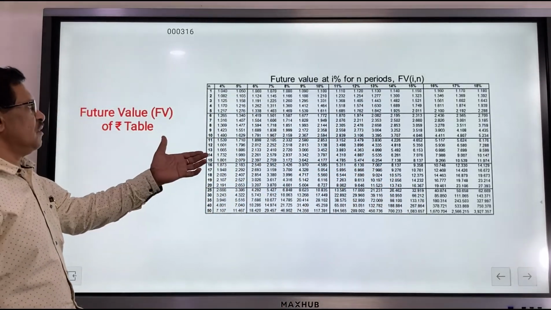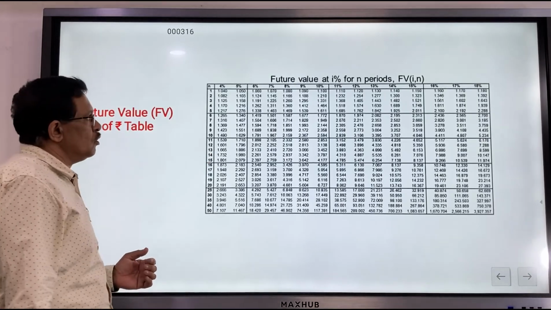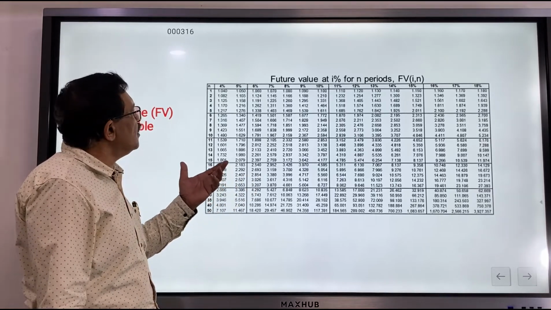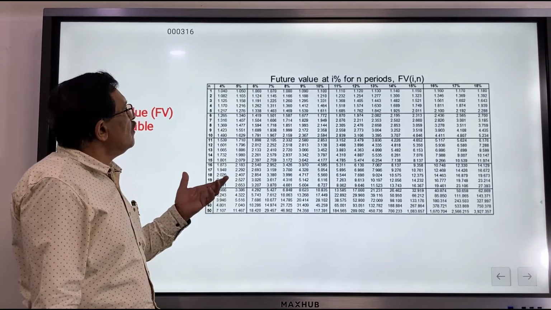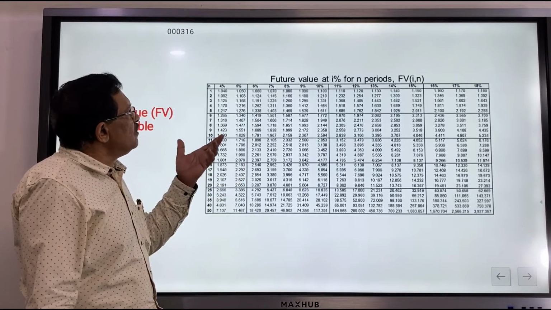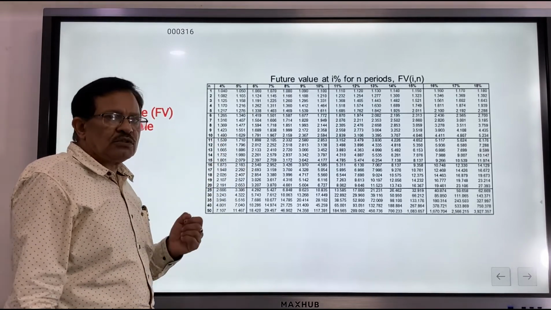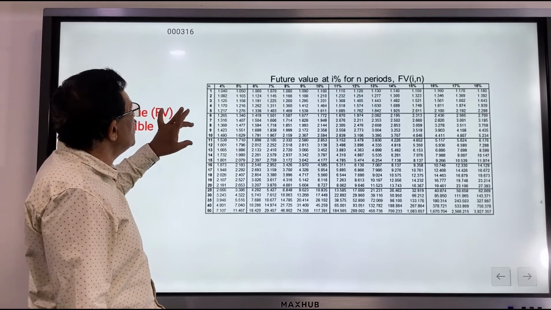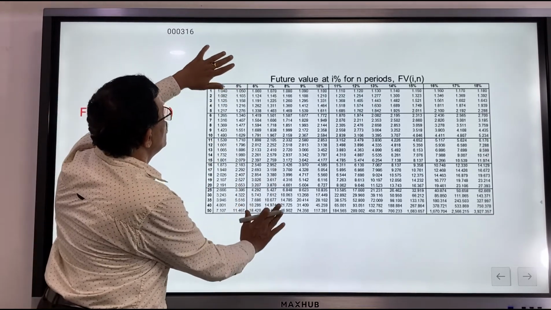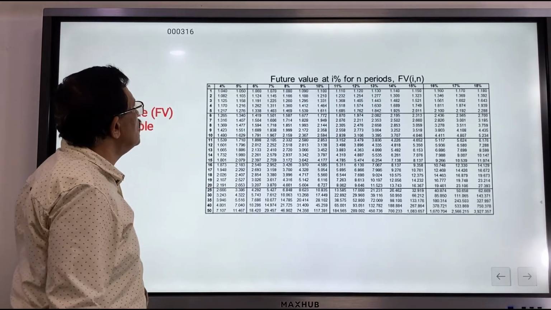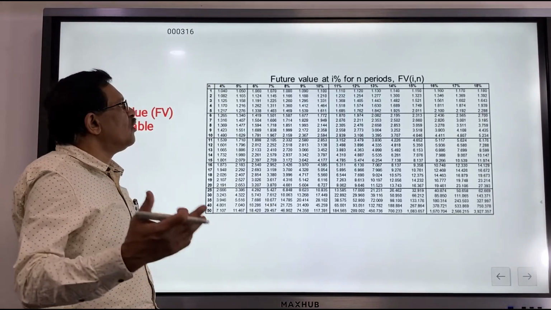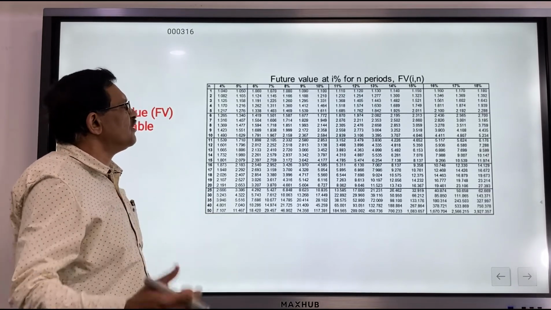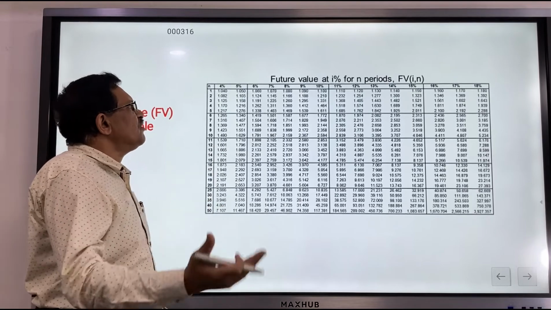Here comes the table value. What is this particular table value? Let me give some information about these future value tables. The future value tables are ready-made tables which we can use to get what is known as the interest factor, the future value interest factor.